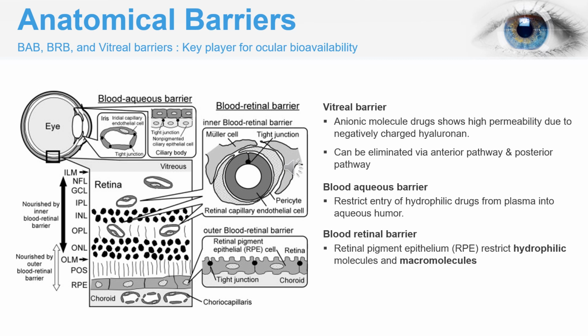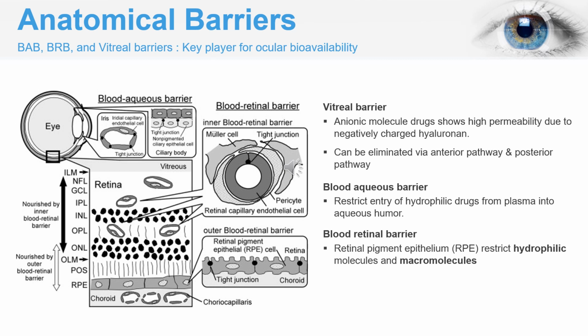The blood-aqueous barrier consists of the endothelium of iris or ciliary blood vessels and non-pigmented ciliary epithelium. It exhibits the presence of tight junctional complexes restricting entry of solutes into the intraocular environment such as aqueous humor. The barrier also restricts entry of hydrophilic drugs from plasma into aqueous humor. However, the presence of inflammation in these areas will increase drug permeation.